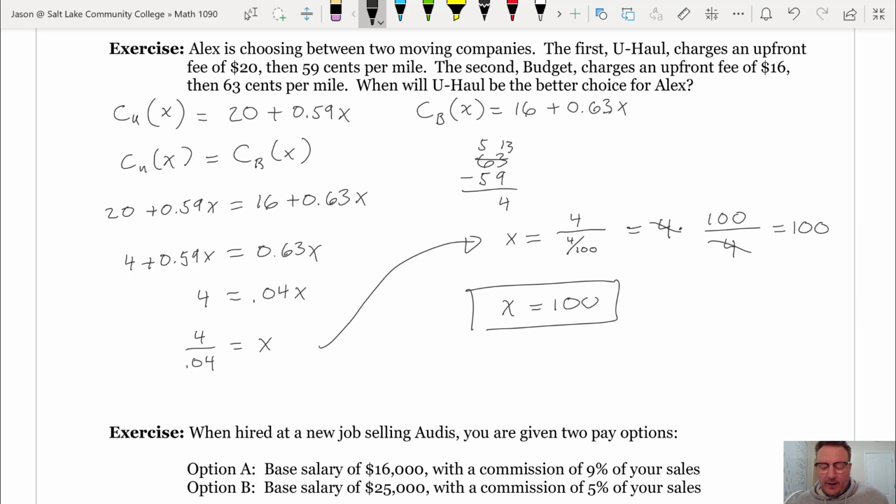So if Alex is going to be traveling more than 100 miles, he should choose U-Haul. If he's going to be traveling less than 100 miles, he should choose Budget.